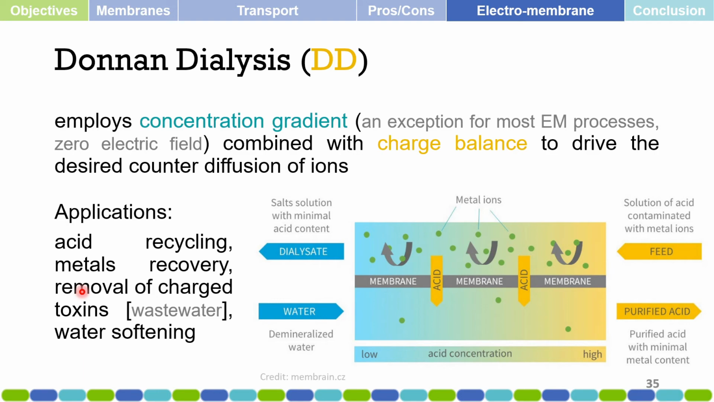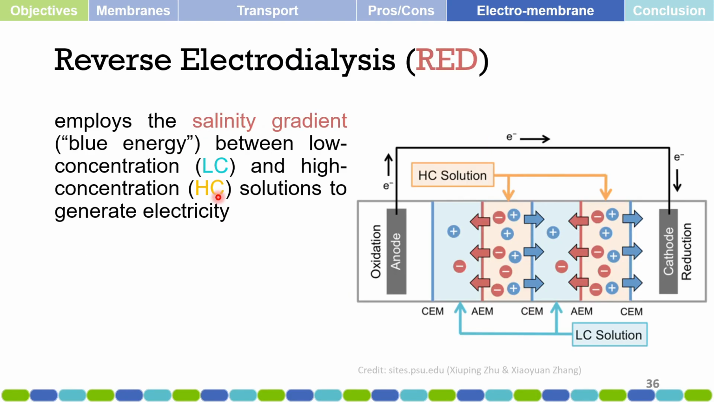They can also be applied for wastewater treatment when you want to remove charged toxins from the wastewater, and they can also be used for water softening. So what is the disadvantage of this process? First of all, this is a concentration gradient driven process, and therefore it is limited by equilibrium. Unlike a typical membrane process, this one is limited by equilibrium. And also, if the toxins in the wastewater are not charged, then you are not able to remove them using this dialysis process.